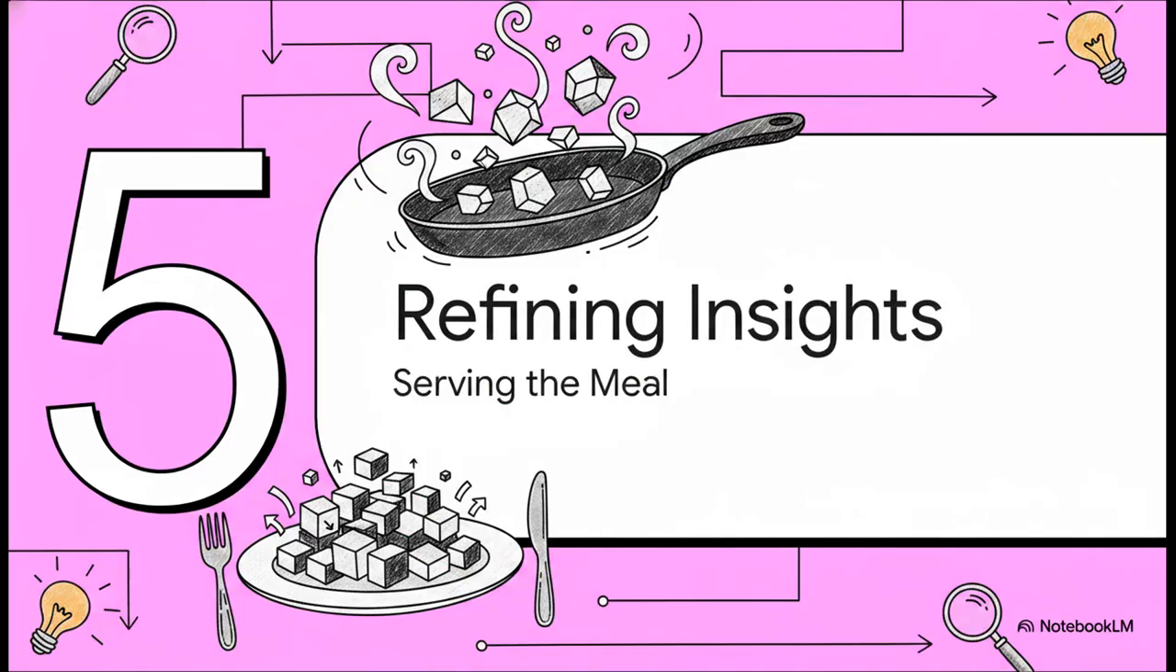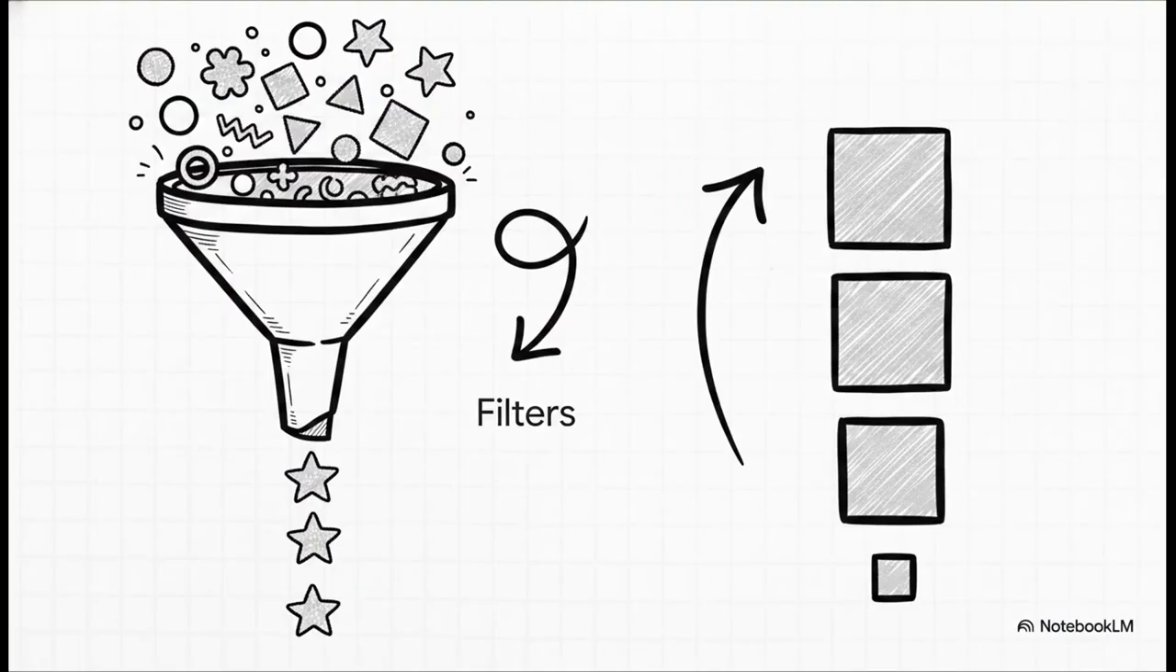Finally, Section 5, Refining and Analyzing Insights. Time to serve the meal. Once our tables are joined and talking to each other, we can finally plate this up. We start refining our view using filters. Say you only want to look at the North region. Boom, you instantly cut out the noise of nationwide data.